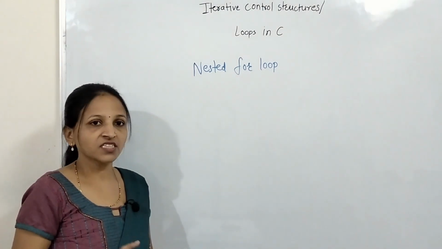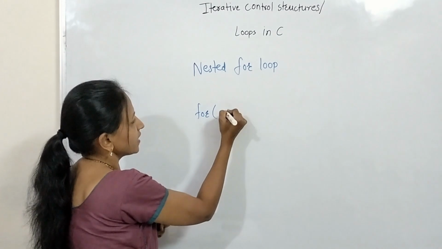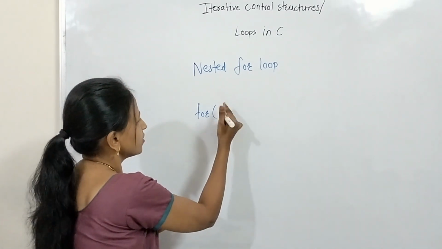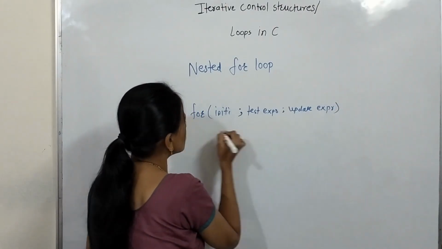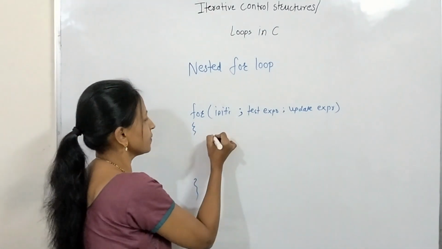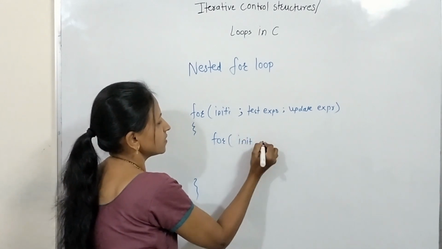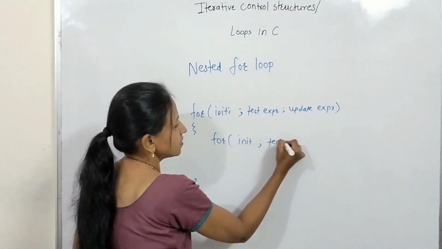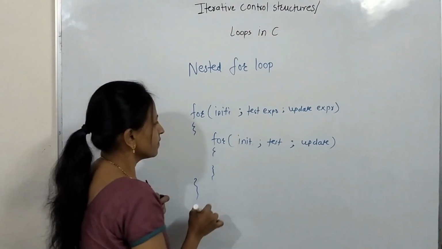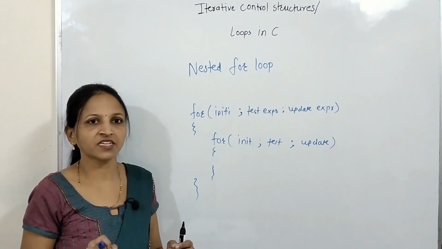Now what is the syntax for nested for? At first you have to place one for here, with initialization. Suppose we have already written one for, and inside that we place one more for, again with initialization, then test expression, and then update expression. That means a for inside an outer for is the concept of a nested for loop.